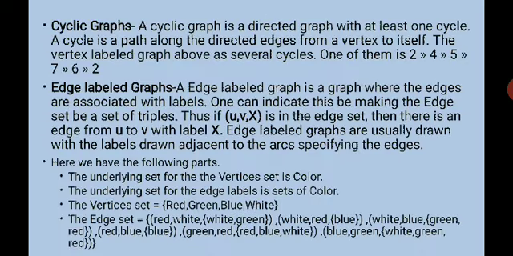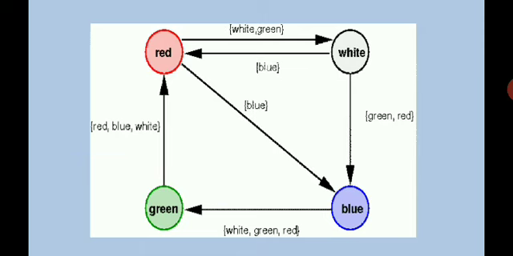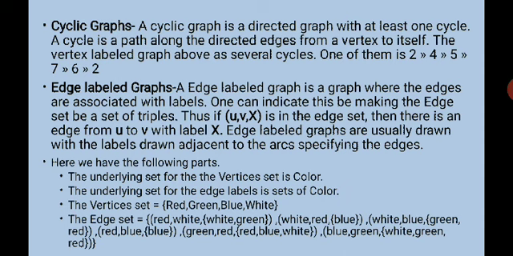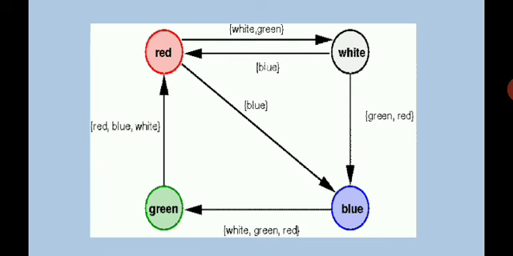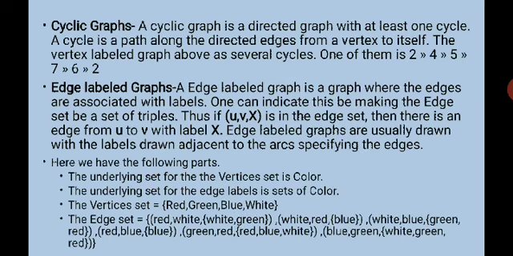So here you have the vertices red, green, blue, white, and the edge set is red white comma white green. So red is one vertex, white is one vertex, and white green is the edge. So this is representing this red, this white, and this edge. So it is in here, red white and white green. So this is how you label it with the help of an edge, right?